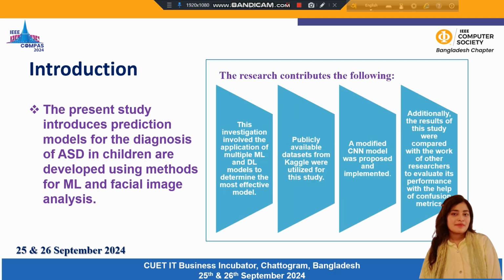In the introduction, we have seen that the present study introduces prediction models for the diagnosis of ASD in children, developed using methods of machine learning and facial image analysis. The research contributes the following. Number one, this investigation involved the application of multiple machine learning and deep learning models to determine the most effective models. Secondly, the publicly available dataset from Kaggle was utilized for these studies. Thirdly, a modified CNN model was proposed and implemented. And additionally, the results of this study were compared with the work of other researchers to evaluate its performance with the help of a confusion matrix.